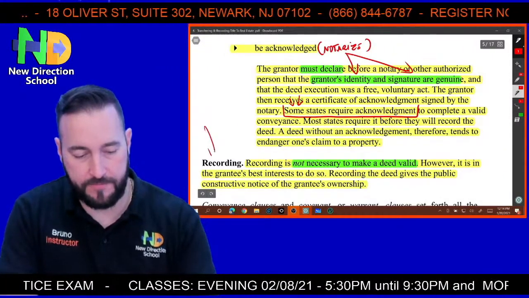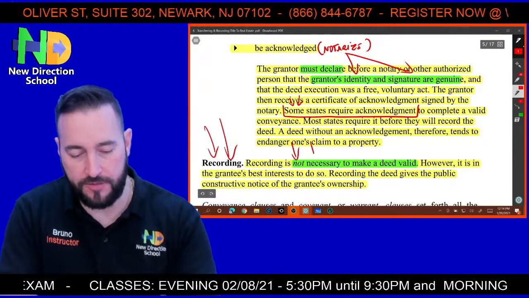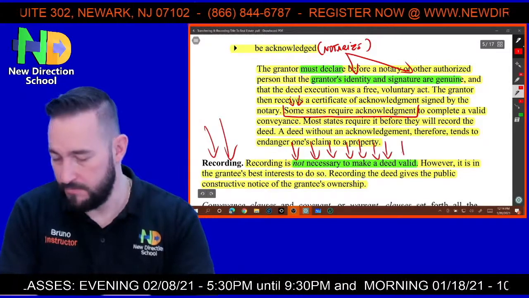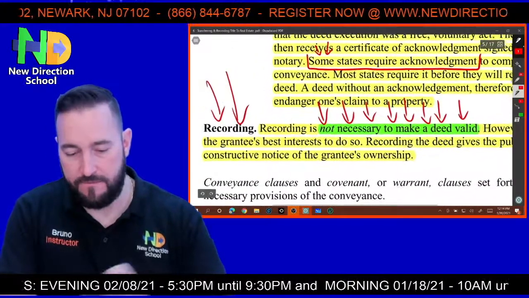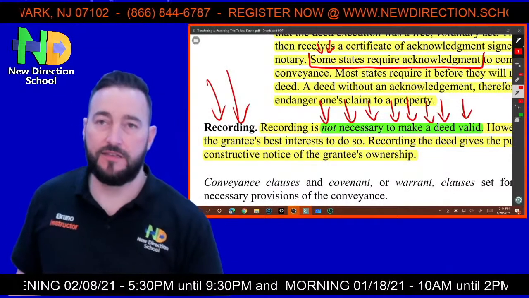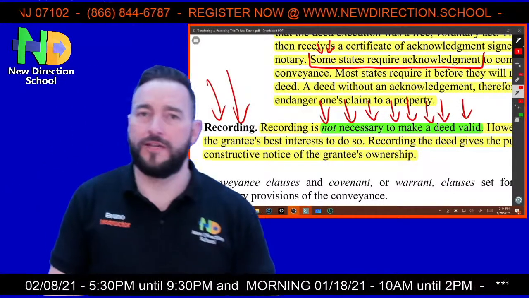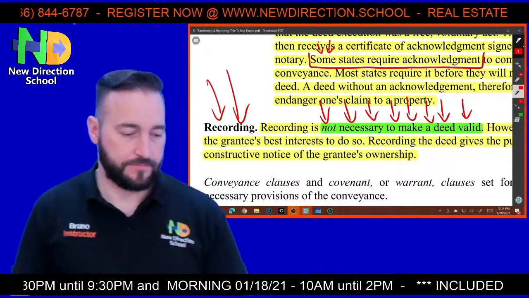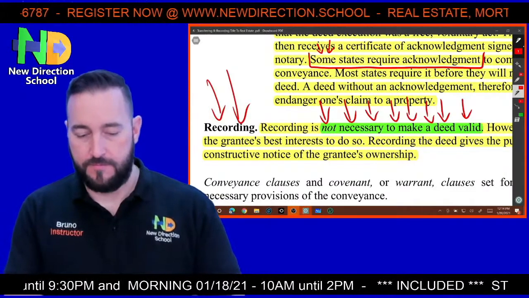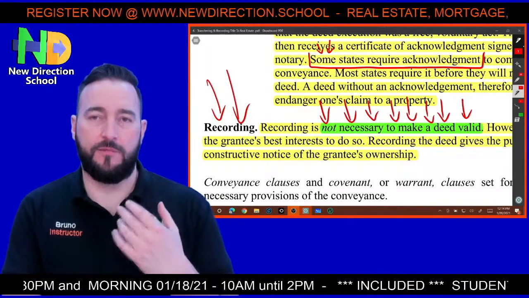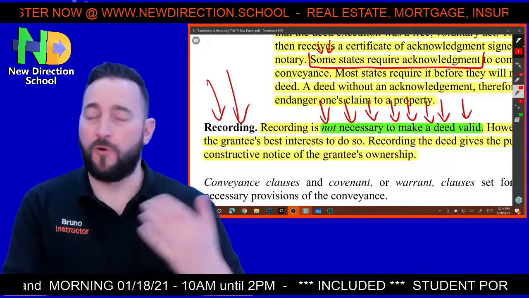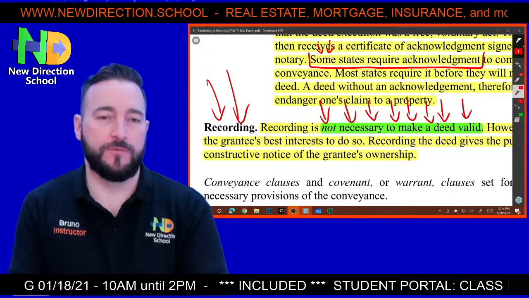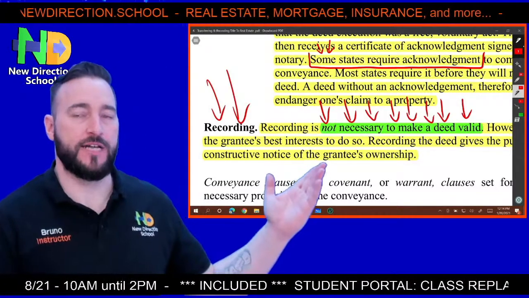Next, recording. I already said that recording, or putting it into public records, is not necessary to make a deed valid. I already explained before, if you want to be able to enforce the deed, enforce the ownership, then recording is something you should do. Do we have to? Not necessary.